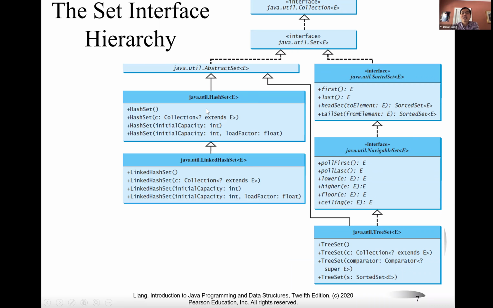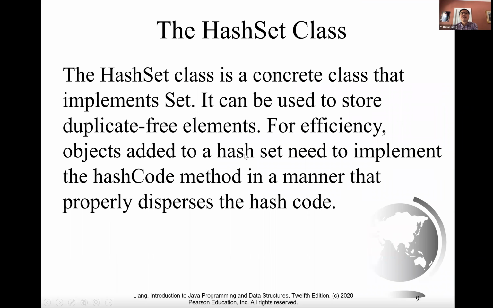The hash set extends from abstract set, which extends from set, which extends from collection. The hash set defines the constructors. All the methods are inherited from the collection interface. Let's look at an example of using a hash set.